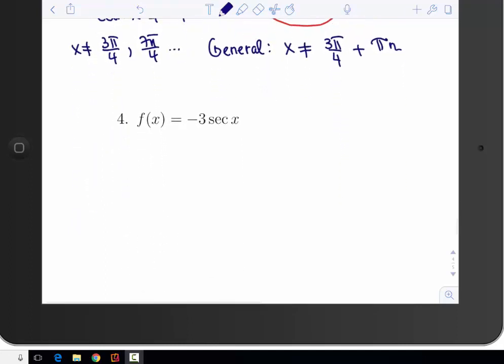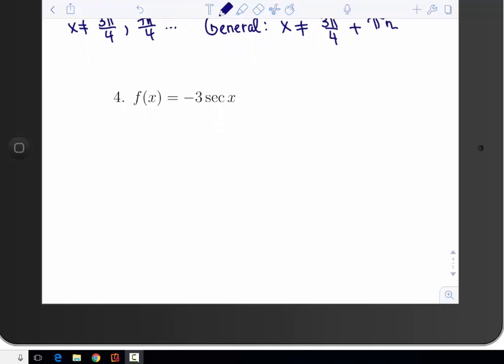Okay, last example here. Negative 3 secant x. This one is fairly straightforward. You just need to remember the domain of secant x. Remember, secant of x is 1 over cosine of x. We don't want cosine to be 0, right? Where is cosine 0? We don't want x to be pi over 2, 3 pi over 2, or any odd multiple of those. So we don't want that.